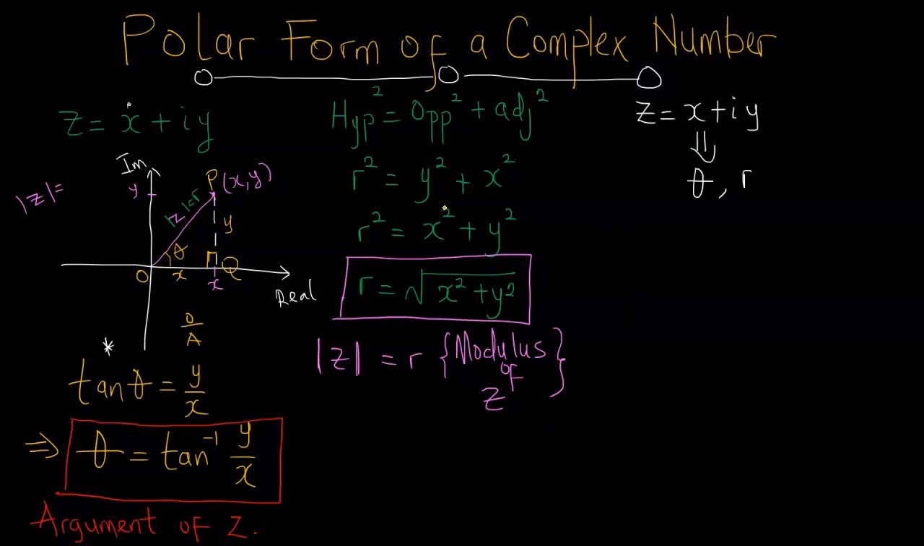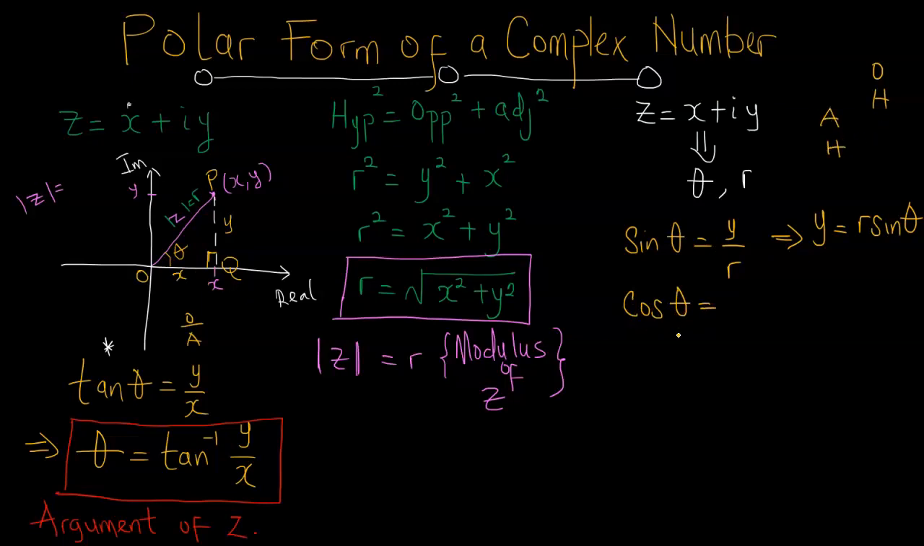From the diagram, we would see that the sine of the argument, which is theta, is equal to the ratio of the opposite to the hypotenuse. The opposite here is y. The hypotenuse is the modulus of the complex number, that's r. And this tells us that y is equal to r sine theta. Similarly, cos theta is equal to, of course, cos is the ratio of the adjacent to the hypotenuse, that's x over the hypotenuse, that's the modulus. So we can see that x is equal to r cos theta.